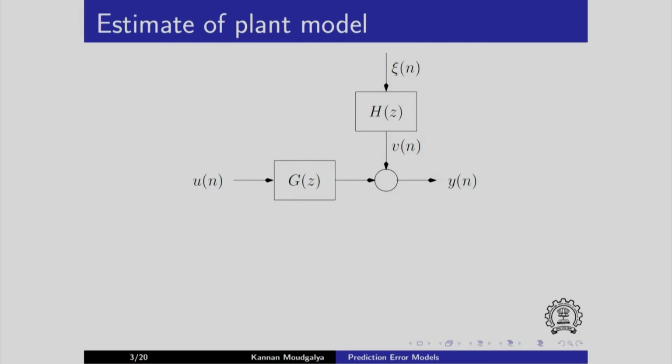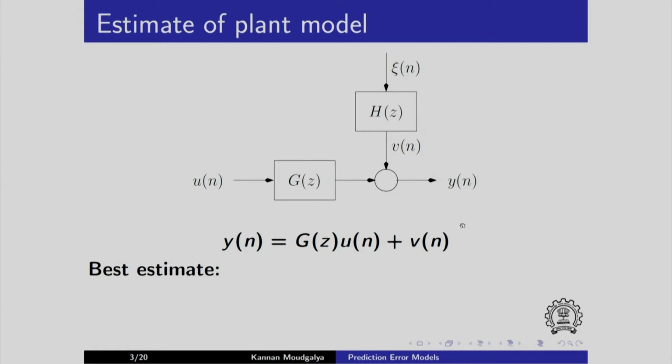Here is the plant model that we have seen before, and we have taken Vn here in this equation. Yn is the sum of two terms here, one that comes from the plant, the other one is the noise Vn. Now we will see what is the best estimate that is possible.